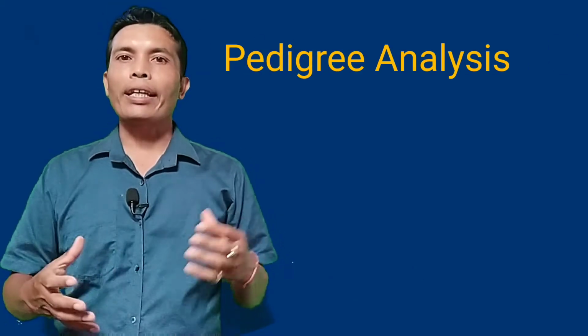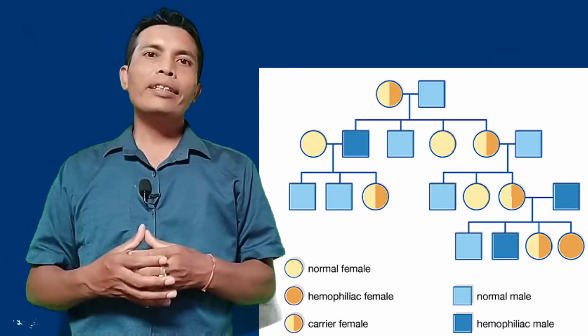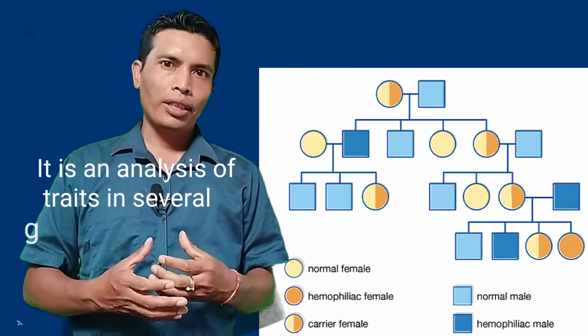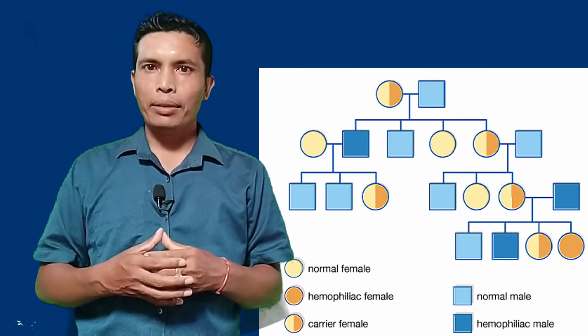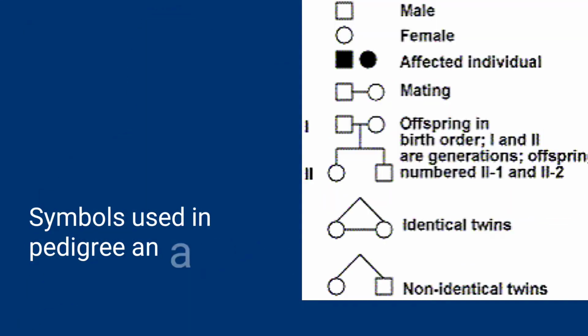Okay, now let us learn about pedigree analysis. It is an analysis of traits in several generations of a family chart. Symbols used in pedigree analysis are.